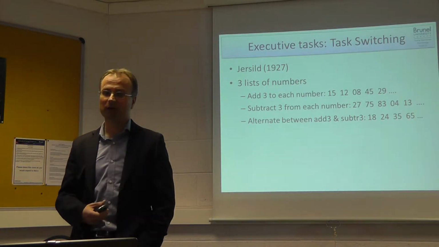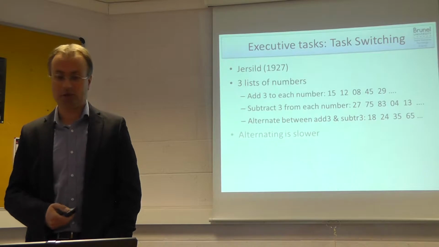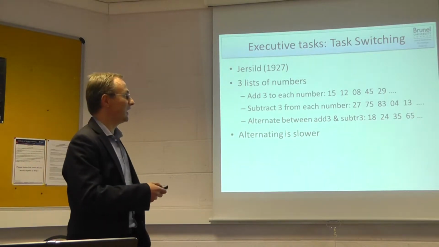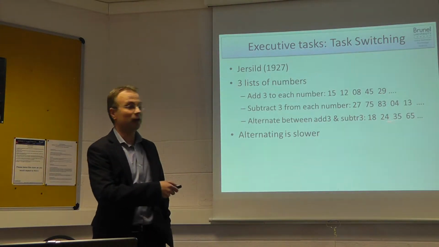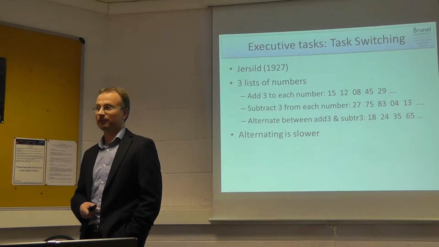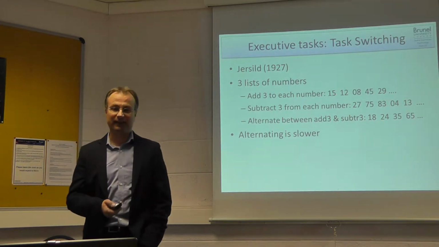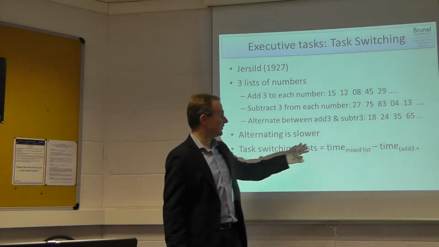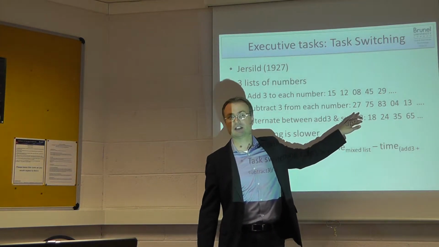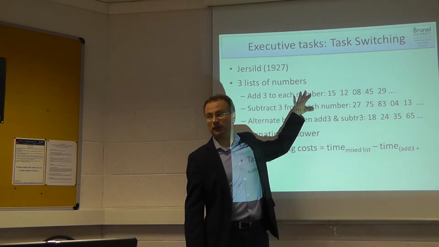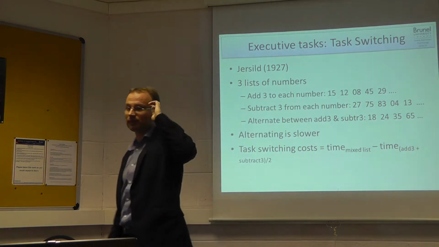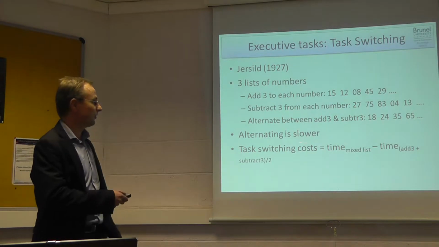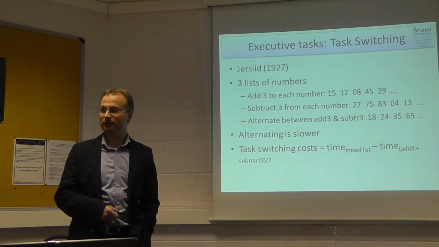And he took the time, and then he compared the time and found when you have to alternate, you are slower. And he quantified that by the so-called task switching costs, and that is the time to do the mixed list minus the average time of the other 2 lists. And he was able to show that these are quite fundamental.